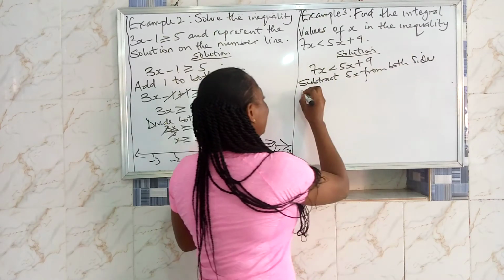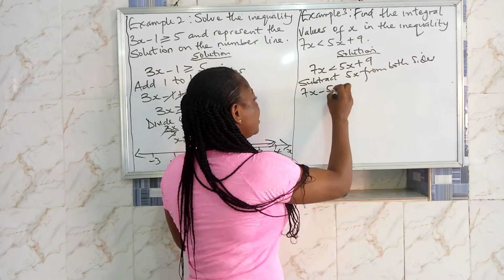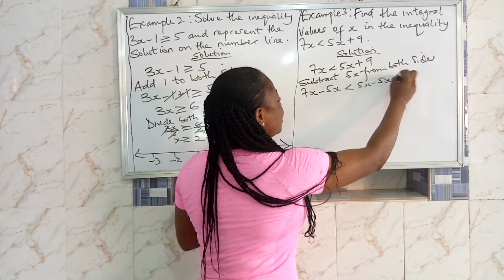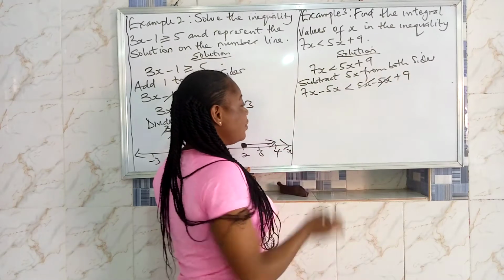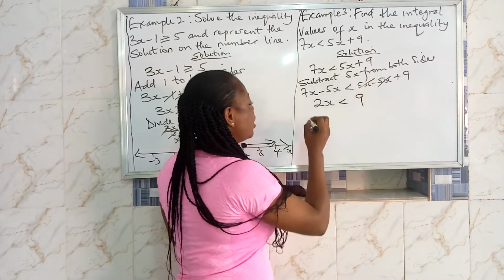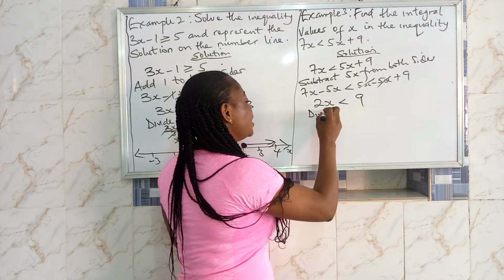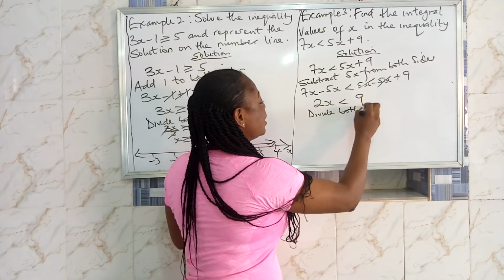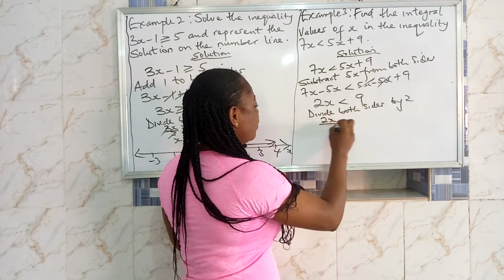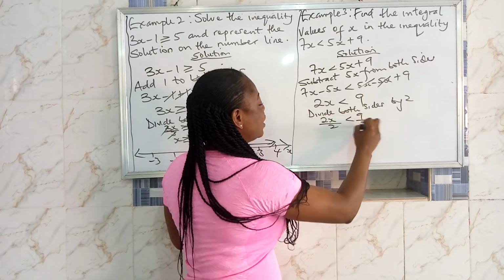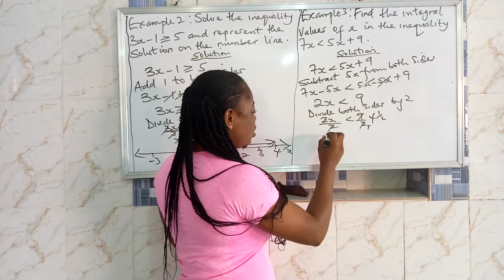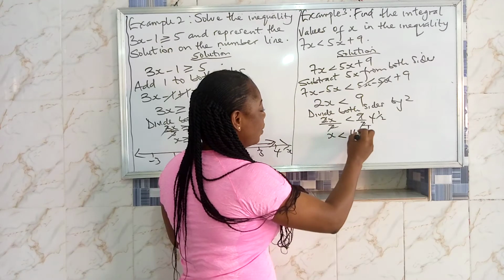For me to do that, I will have 7x minus 5x is less than 5x minus 5x plus 9. So this will cancel. 7x minus 5x will give me 2x. 2x is less than what? 9. So easily I divide both sides by 2. So I have 2x over 2 is less than 9 over 2. 2 here 1, 2 here 4, remainder 1 over 2. So x is less than 4 and a half.